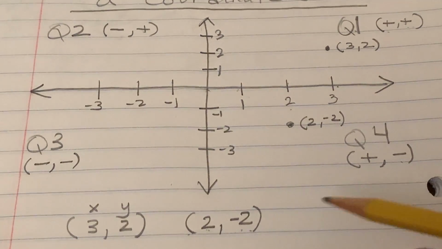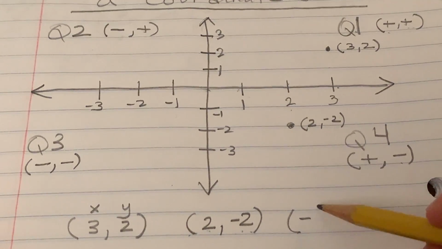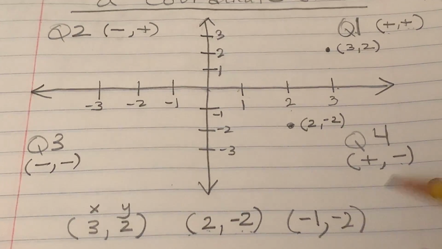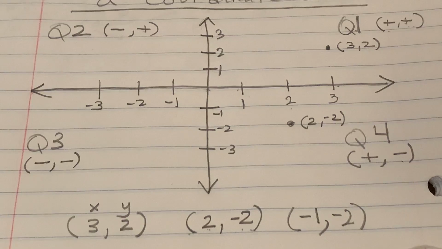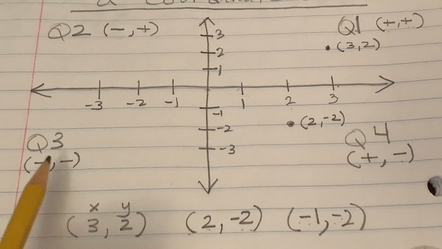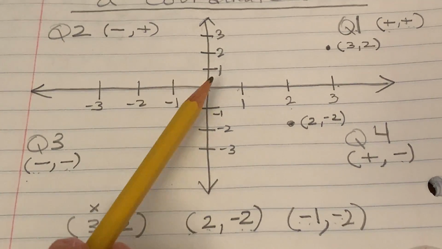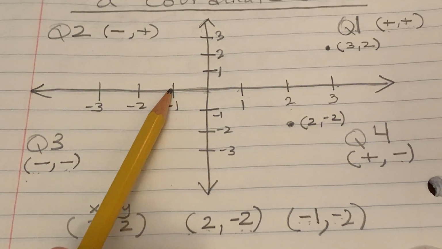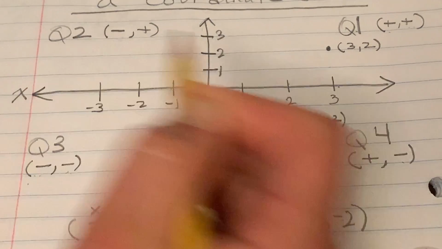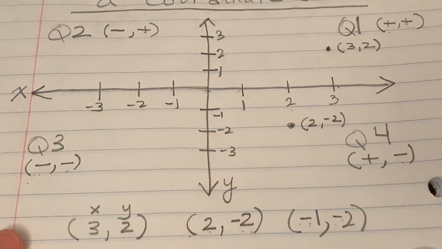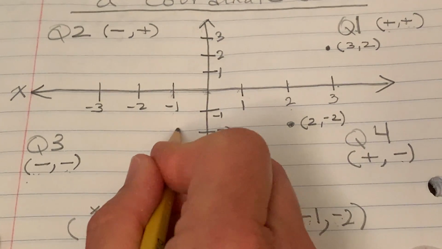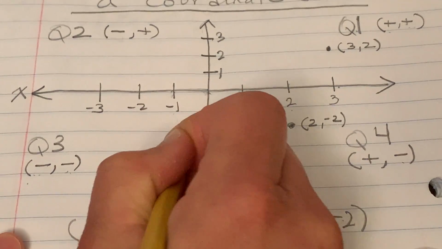Okay, next point. Let's graph (-1, -2). What quadrant will that be in? That's right, quadrant 3, because notice they're both negatives. So here we go. Start at the origin, 0, go -1 horizontally on the x-axis. I should have labeled this. This is the x-axis, and this is the y-axis. Okay, I'm right here, and then I go down 2. 1, 2. And I'm going to label it (-1, -2).